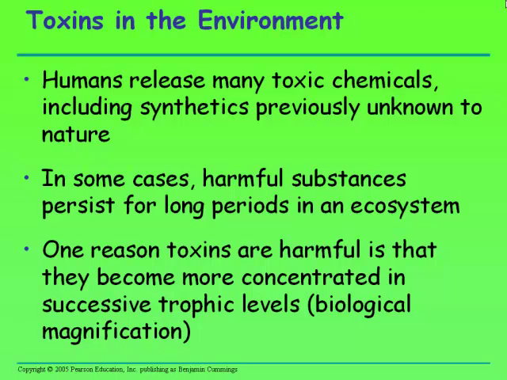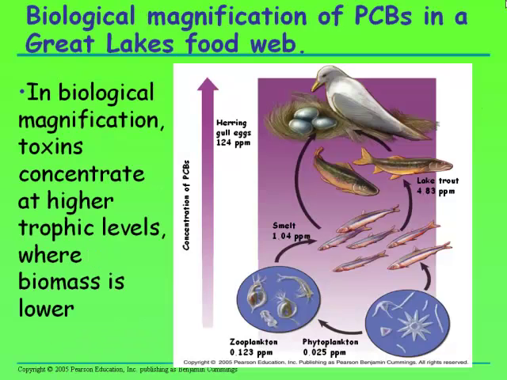So, humans release many toxic chemicals, including synthetics, that were previously not known in nature. So, harmful substances can persist for long periods of time, and toxins are harmful in that they become more concentrated in successive trophic levels. Remember the 10% per level. So, biological magnification of PCBs in a Great Lakes food web.